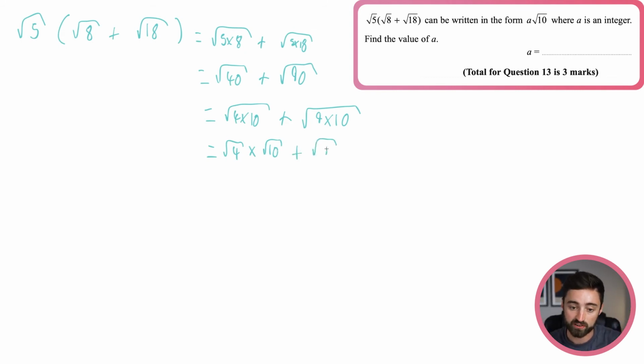This is the square root of 9 times the square root of 10. Why is this useful? Because the square root of 4 and the square root of 9 are just normal numbers, right? Square root of 4 is 2, so that's 2 root 10 here. Square root of 9 is 3, so this is 3 root 10, and this is where the magic happens. We say, these are both root 10, so I've got 2 lots of root 10, added to 3 lots of root 10. That is just going to be 5 lots of root 10.